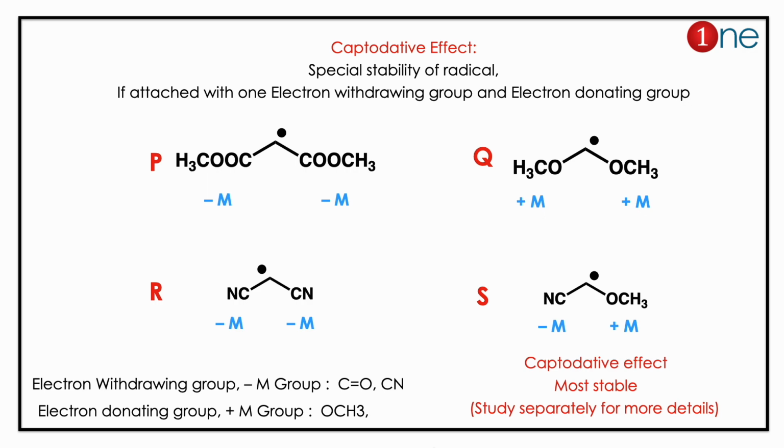Here the ester is electron withdrawing because of the carbonyl, cyanide is also withdrawing, and methoxide is electron donating. So if you look at it, there is a minus M effect in P, Q has plus M, R also has minus M. So S is our only possibility, which has minus M and plus M. So the captodative effect is possible, so it is the most stable system according to the captodative effect.